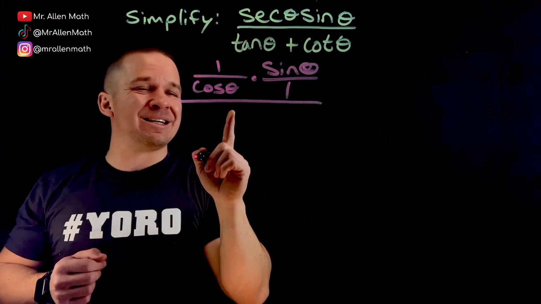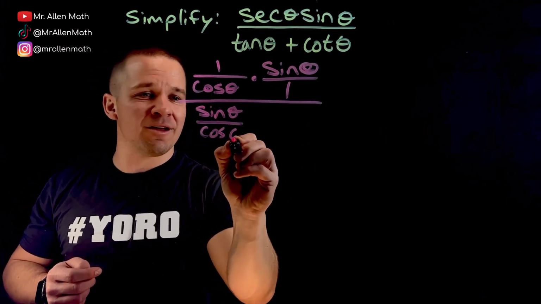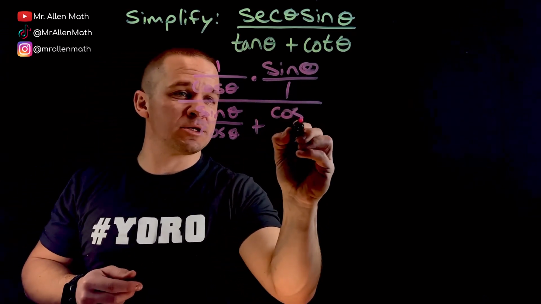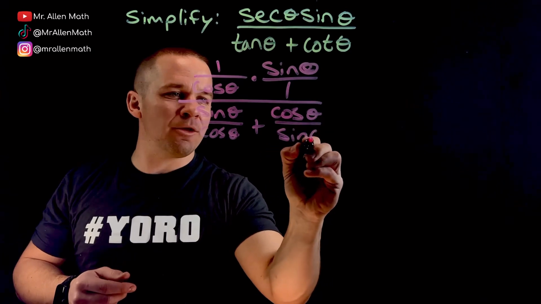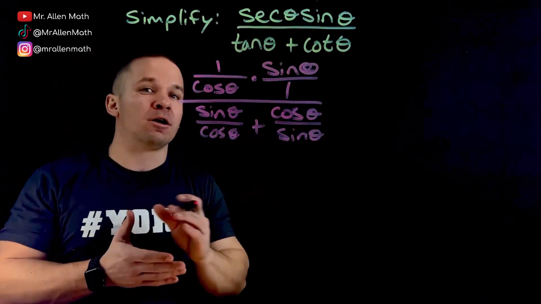And then now my denominator, tangent, is sine theta over cosine theta. And then cotangent is just the reciprocal of that, right? So it's cosine theta over sine theta. All right, now it looks a lot worse, but sometimes things get a little bit worse before they get better. You know what I'm saying?